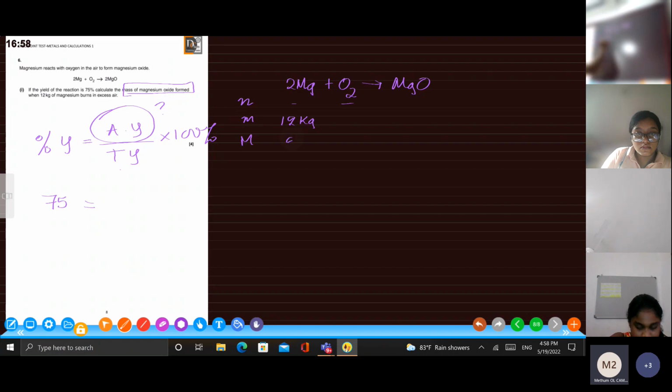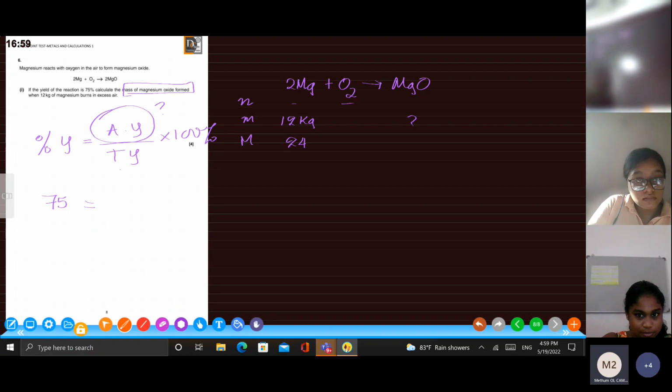Because we know the molar mass of magnesium is 24. And they are asking the magnesium oxide mass. This is the theoretical yield. But 12 kilograms is the reactant actually used practically. From that you need to see theoretically how much product will form, using stoichiometry.